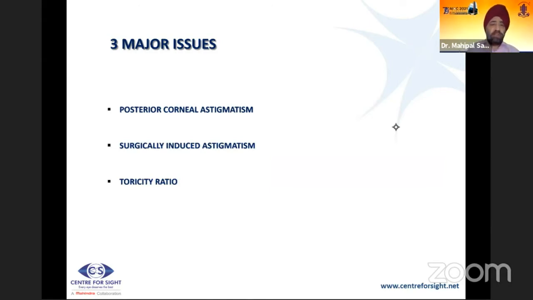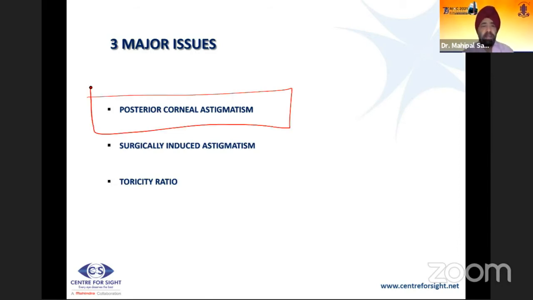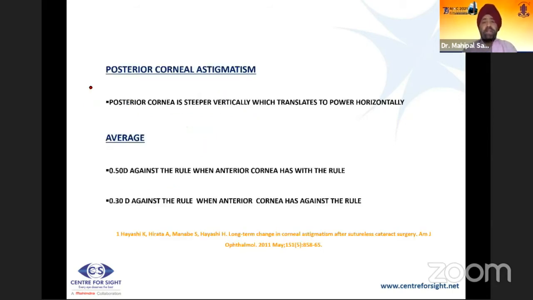The first is what is called the posterior corneal astigmatism, which I'll dwell on a little bit. The second is the surgically induced astigmatism of the surgeon, and the third is what is known as the toricity ratio. Now, posterior corneal astigmatism: the first thing to consider is that the posterior cornea is steeper vertically, which translates to power horizontally. That is on average 0.5 diopters against the rule when the anterior cornea is with the rule, and 0.3 diopters against the rule when the anterior cornea is against the rule.